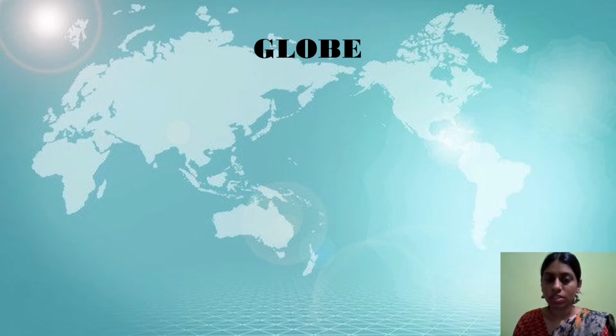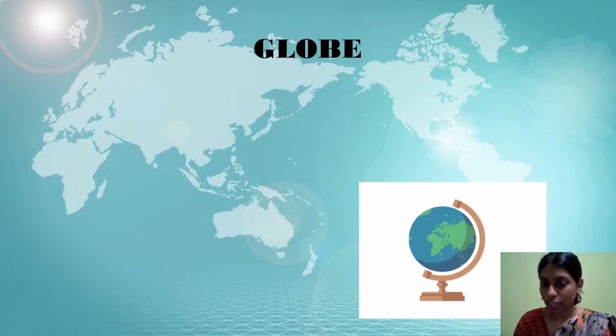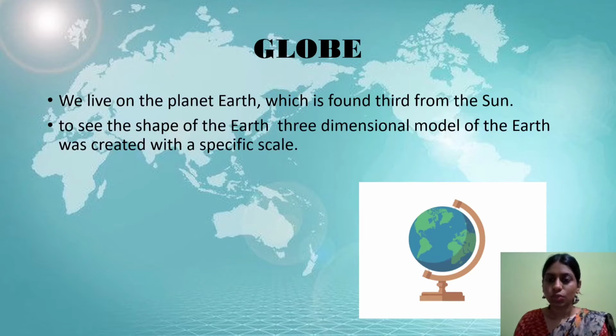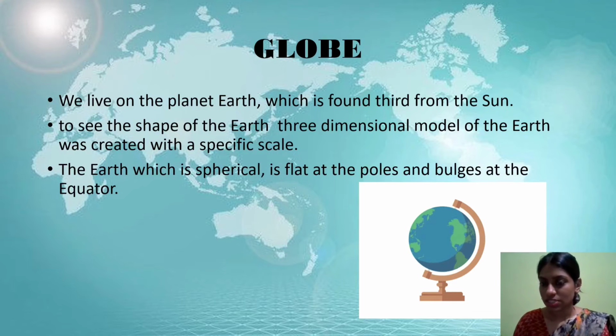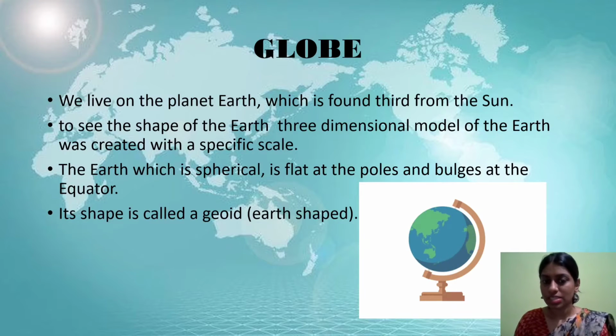Next we will see about the globe. Like I told you before, the globe is the representation of Earth. So we know that Earth is the third planet from the sun, and the shape of the Earth is a three-dimensional model. The Earth is actually spherical. Spherical means a sphere. It is flat at the poles and it bulges at the equator. So the shape of the Earth is called a geoid. We cannot say it is a circle or a sphere, but the shape of the Earth is called a geoid.